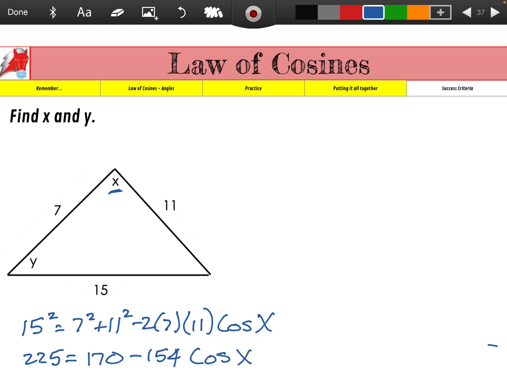Cosine x. Again, do not combine those two. I need to minus 170. Okay, which means I'm doing, where am I at? 55. So now remember, this is going to be a positive here, and that is okay. Minus 154 cosine x. Divide.